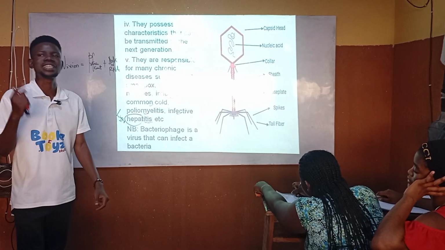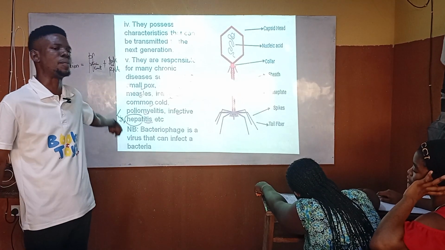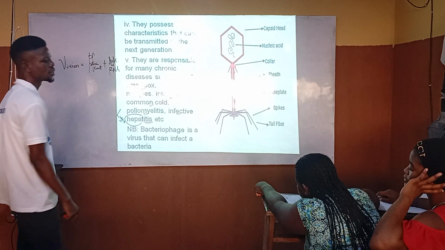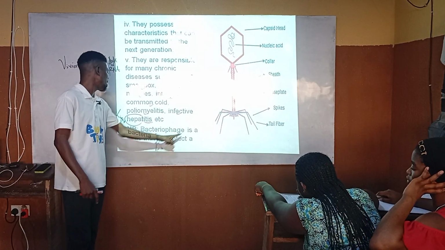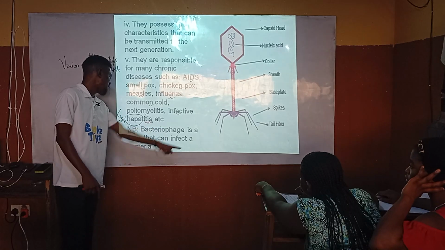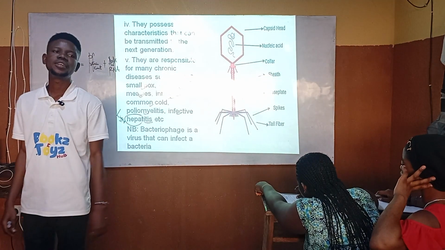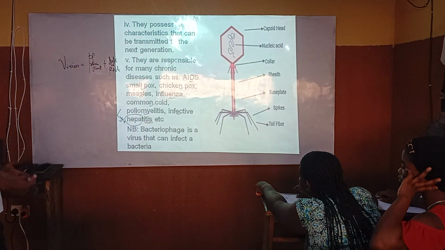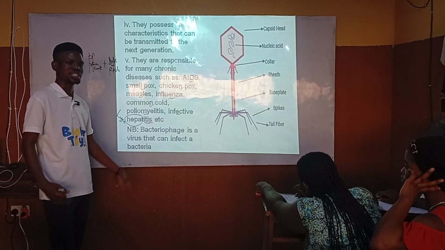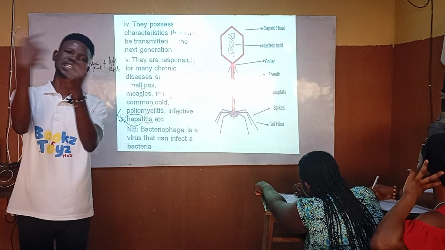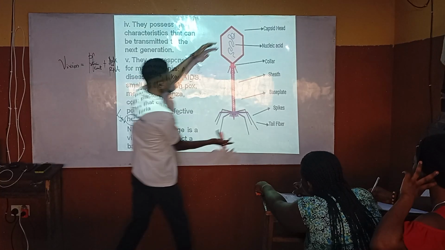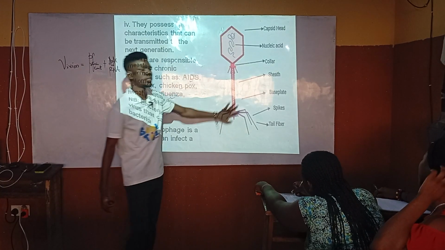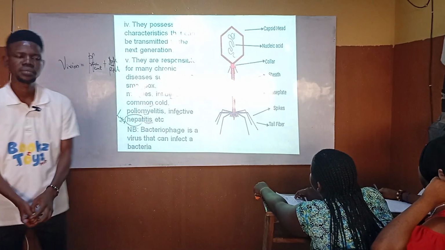Now, viruses are so stubborn that they can even attack bacteria. So a virus that can attack a bacteria is called a bacteriophage. So take note, bacteriophage is not a bacteria. Bacteriophage is a virus that can infect a what? Bacteria. So that means when virus is fighting, bacteria is what? Learning. Because virus can even attack what? Bacteria. So such a virus is called a bacteriophage. This is what a bacteriophage looks like. That's a bacteriophage.